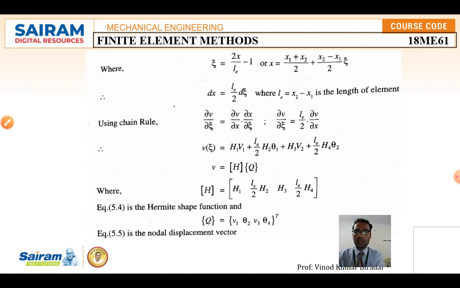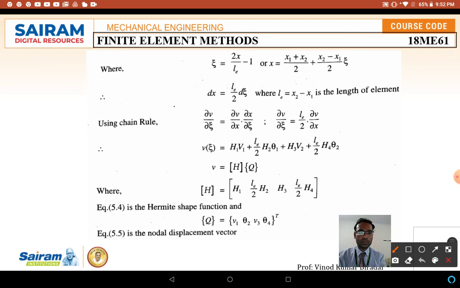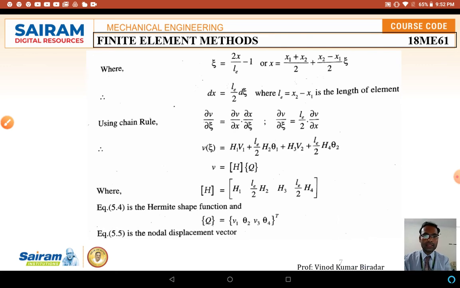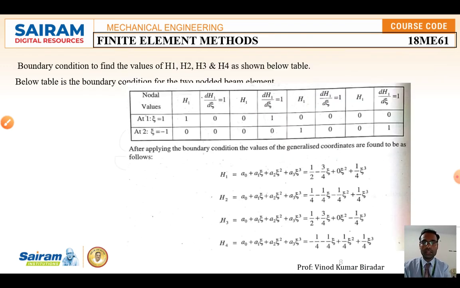You have to remember this equation is very important from the point of view of the examination. So h is equal to h1, (L_E/2) h2, h3, (L_E/2) h4. After calculating this Hermite shape function, substitute the values. The Hermite shape function should satisfy the boundary conditions. So look at here the boundary conditions to find the values of h1, h2, h3, h4 as shown in the below table. The table shows the boundary conditions for the two noded beam element.